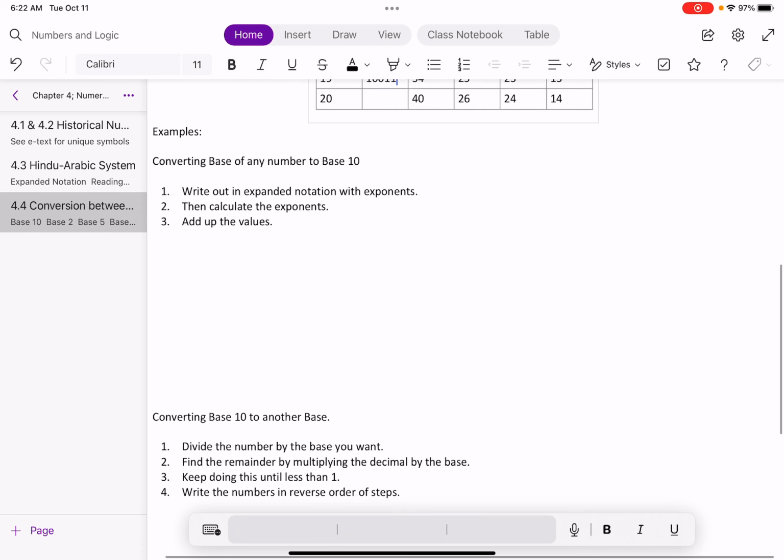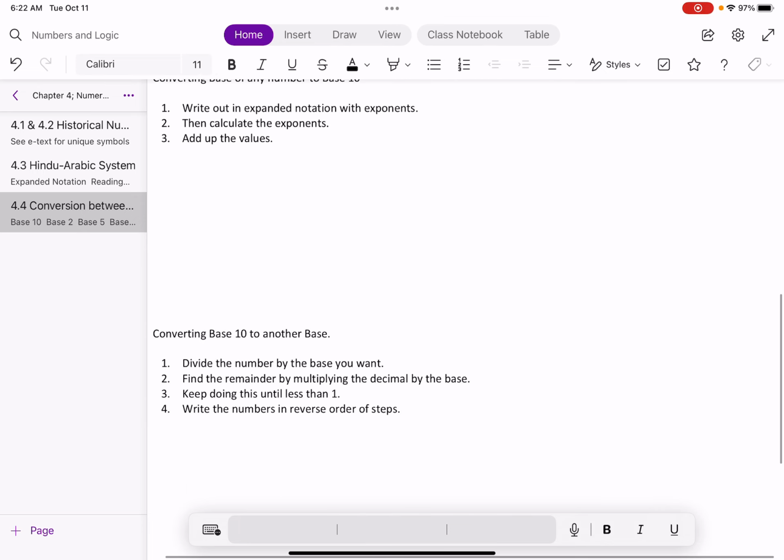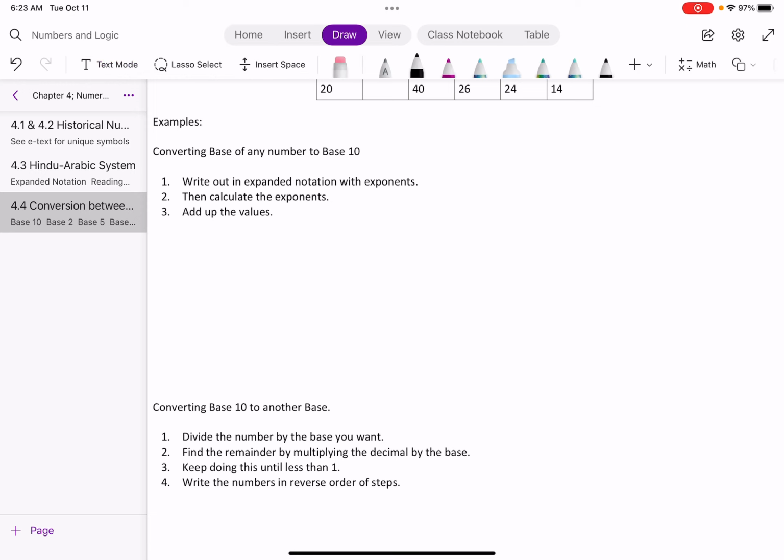So if I want to go from base 10, instead of creating this giant table, onto any other base, actually we'll do this one, it's a little bit easier, converting any base to base 10. So first we write out an expanded notation. So say if we have 1342 to the base 5. So this thing right here is called a subscript, and that subscript is the base, okay?